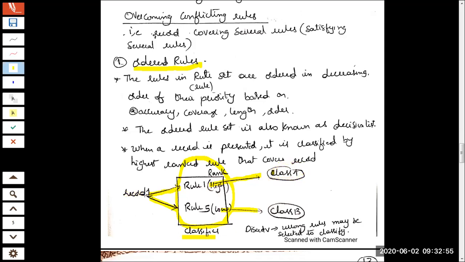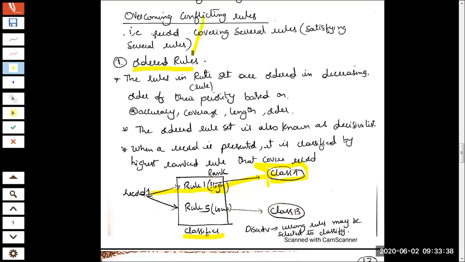Now why did record 1 go into class A? Why did the classifier decide that record 1 should go into class A, why not class B? The reason is we had assigned rank to the rules. Rule 1 was predefined to be of high ranking, and rule 5 was low ranking. Its consequence was the classifier resolved the conflict by deciding that record 1 should go and sit inside class A. Record 1 belongs to class A. Sitting inside class A means it belongs. So this was one way of resolving the conflict.